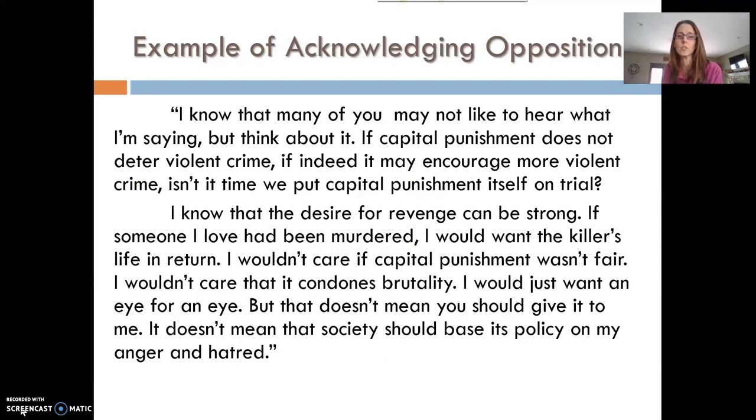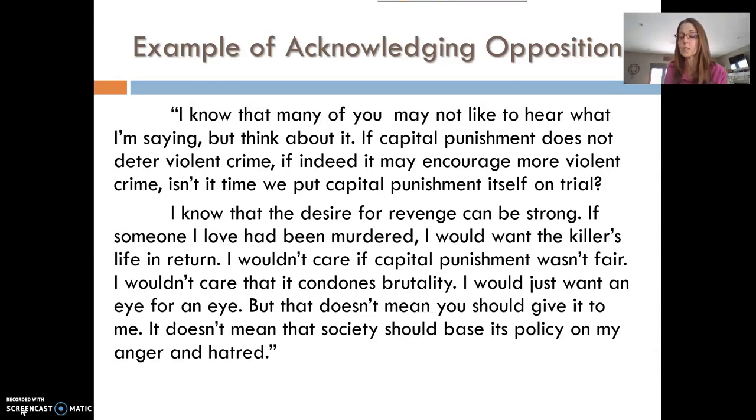Here's an example of acknowledging the opposition. I know many of you may not like to hear what I'm saying, but think about it. If capital punishment does not deter violent crime, if indeed it may encourage more violent crime, isn't it time we put capital punishment itself on trial? So they're saying, we understand that you have emotional reasons for believing in capital punishment, but I'm going to present some ideas that are contrary to that.